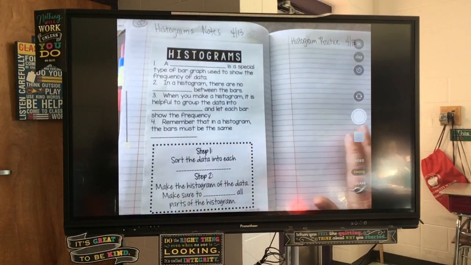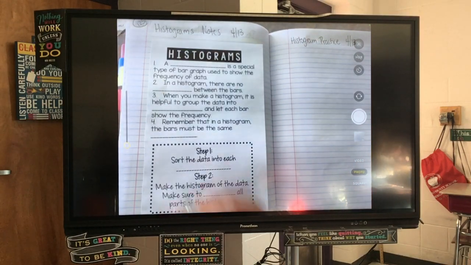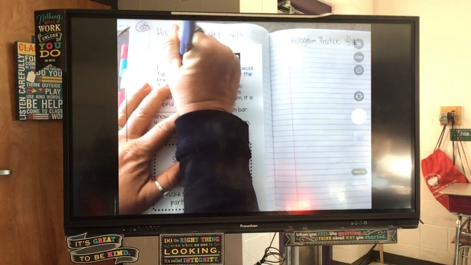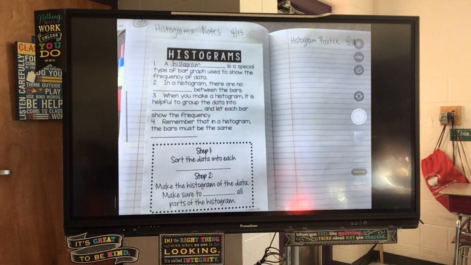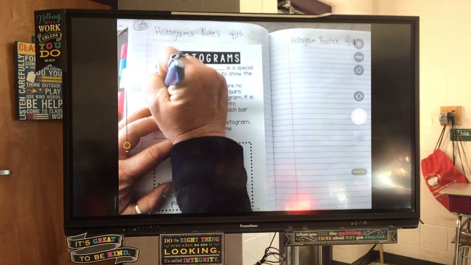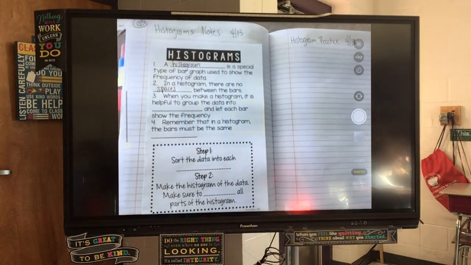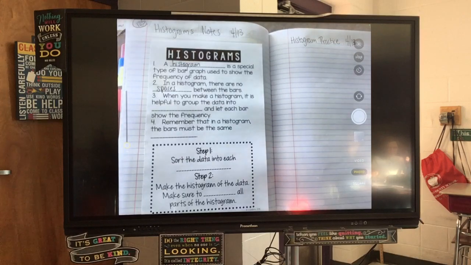Okay, so a histogram is a special type of bar graph used to show the frequency of data. In a histogram, there are no spaces between the bars. So in a bar graph, there's space in between each set of bars, correct? Yes, there should be spaces in between each set of bars. You'll notice today when we create a histogram, as well as when we're going over practice problems and doing our lesson, that there are no spaces in between your histograms.